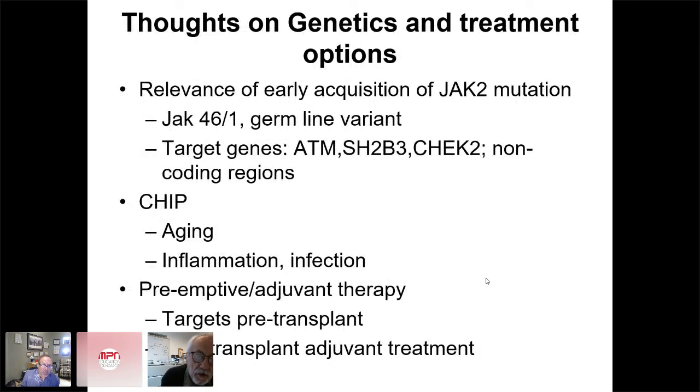So just a few more thoughts on the genetics and treatment options. We have heard about JAK2, triple negative, calreticulin positive. All those are factors that impact it. There is this well-defined by now JAK46/1 germline variant, which may deserve additional attention in our treatment decision. And certainly, as I mentioned already, targeting other genes such as ATM1, SH3, another spliceosome factor, and new non-coding regions that have been identified may serve as targets for adjuvant therapy.